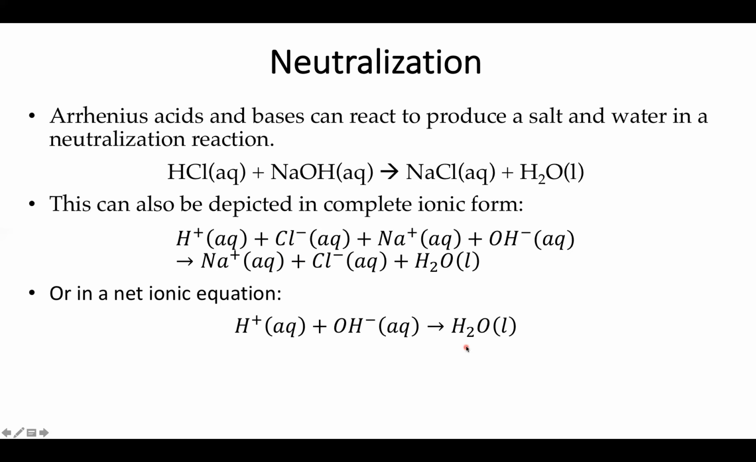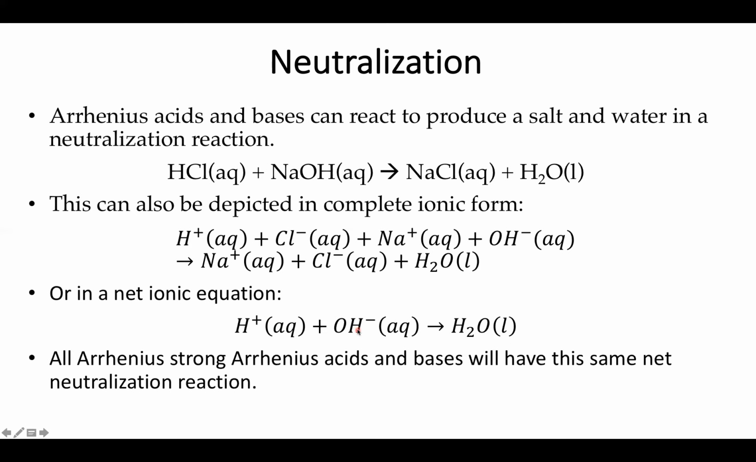So anytime I'm reacting a strong acid with a strong base, we will always produce this same net ionic equation, because the ions of both our acid and our base completely dissociate. So anything attached to this proton or hydroxide is just going to be a spectator ion. However, this won't always be true if we're looking at a weak acid or a weak base.